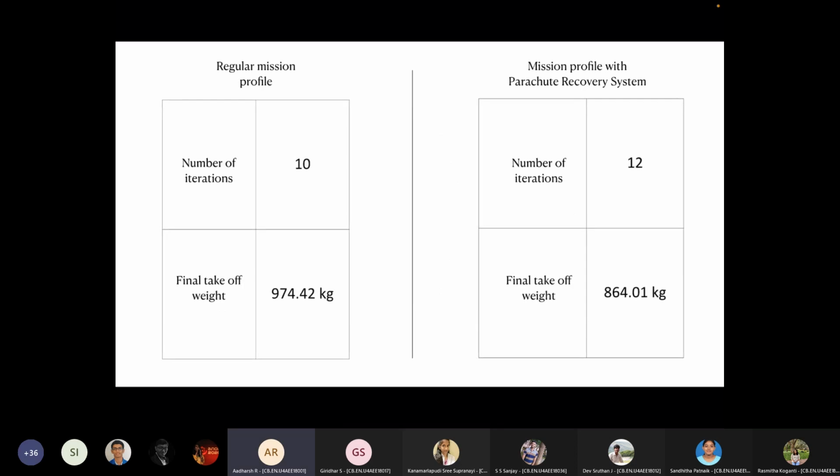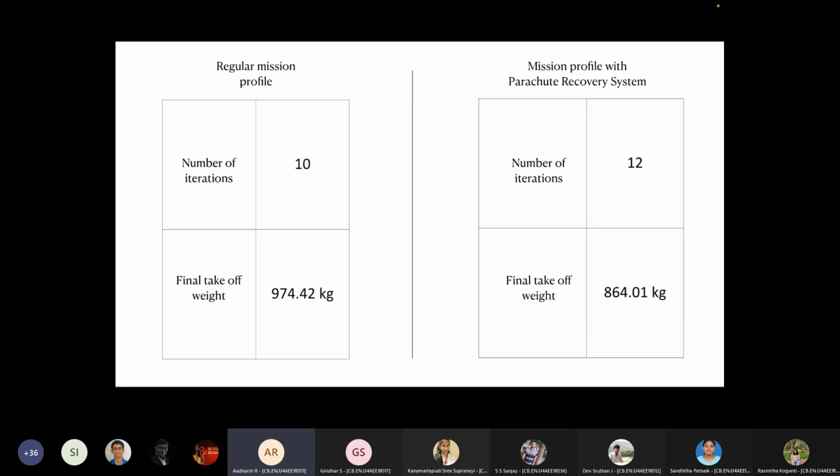So this is the regular mission profile. The final takeoff weight comes around 974.42 kgs, and the number of iterations is almost 10. So it got converged, and the convergence criteria we use is that surplus weight should be less than or equal to 0.01 times the takeoff weight. That is the condition we used.